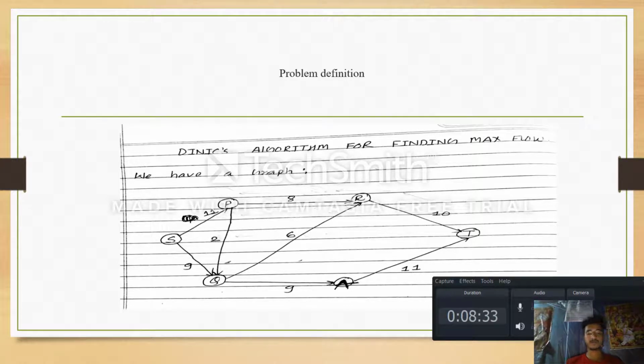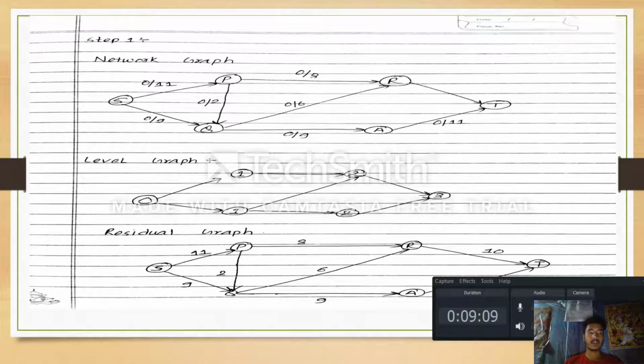We are going to find a maximum flow for a graph. So we have taken a graph, and it has vertices S, P, R, Q, A and T, and we have edges with the values SP is equal to 11, PR is equal to 8, RT is equal to 10, SQ is equal to 9, PQ is equal to 2, QR is equal to 6, QA is equal to 9, and AT is equal to 11.